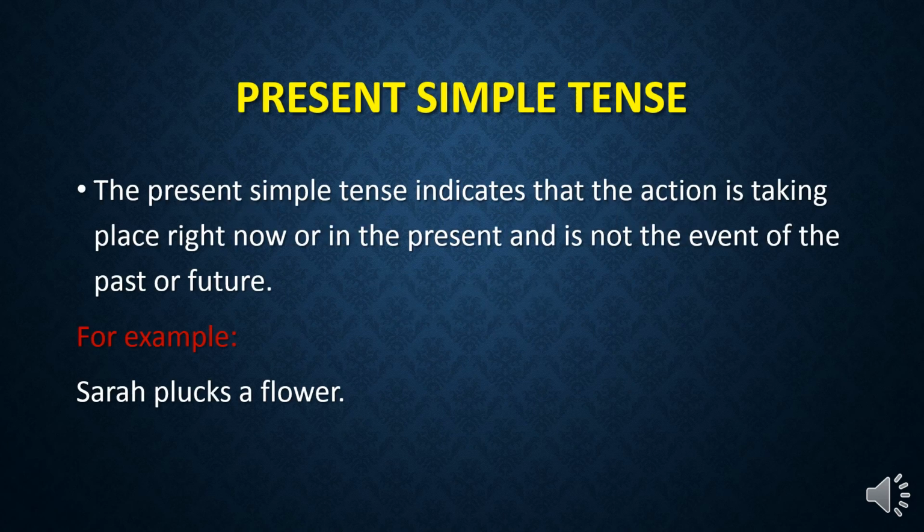The present simple tense indicates that the action is taking place right now or in the present and is not the event of the past or future. For example, Sarah plucks a flower. Sarah doesn't pluck a flower. Does Sarah pluck a flower? Or, I often make notes related to English grammar. I record my lectures. I love sports. These sentences represent the present simple tense.